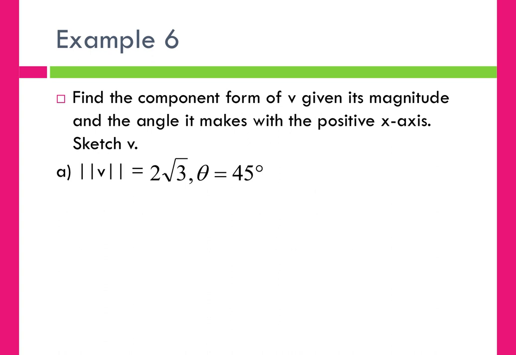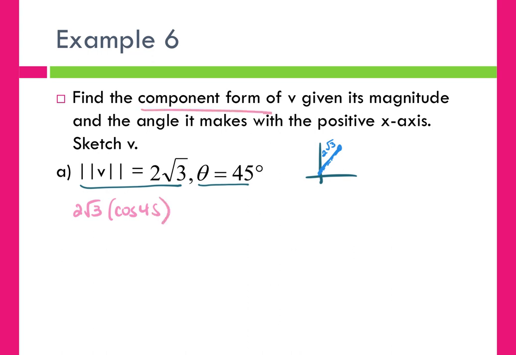So example 6 says find the component form of V given its magnitude and the angle it makes with the positive x-axis and then sketch V. So the magnitude of V is 2 square root 3 and theta is 45 degrees. So if I could picture this, 45 degrees and 2 square root 3 is the length of this vector. So I'm going to find it using the little formula we just talked about, which is the magnitude of V, or 2 square root 3, times the cosine of theta, which would be 45. And it says component form, so I'm going to put a comma, 2 square root 3 times the sine of 45.